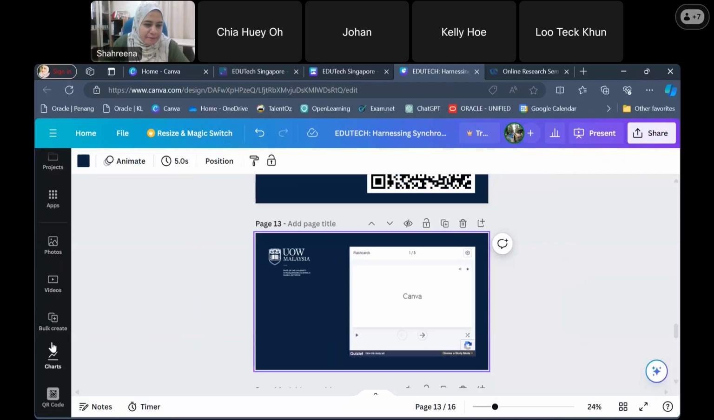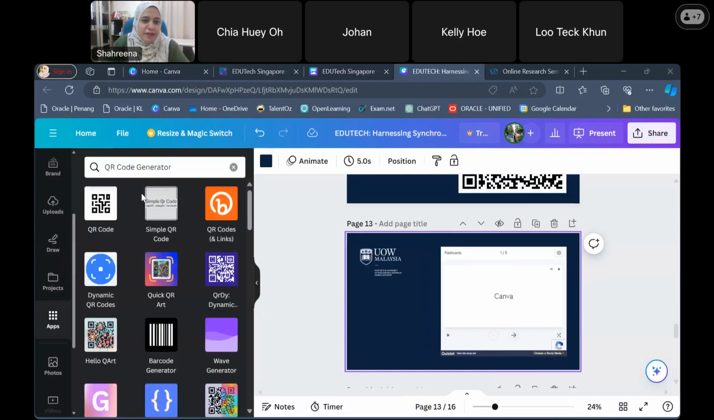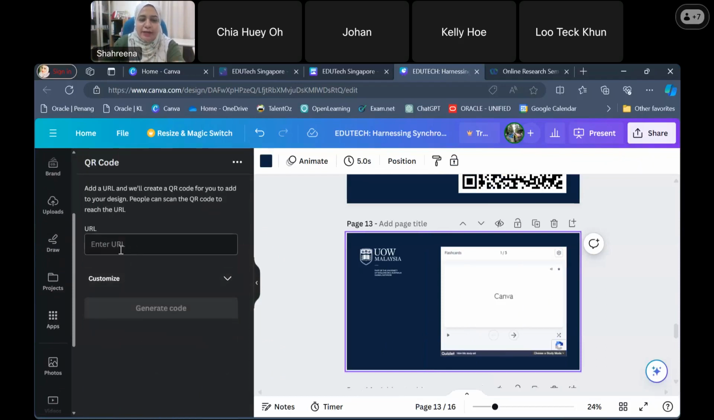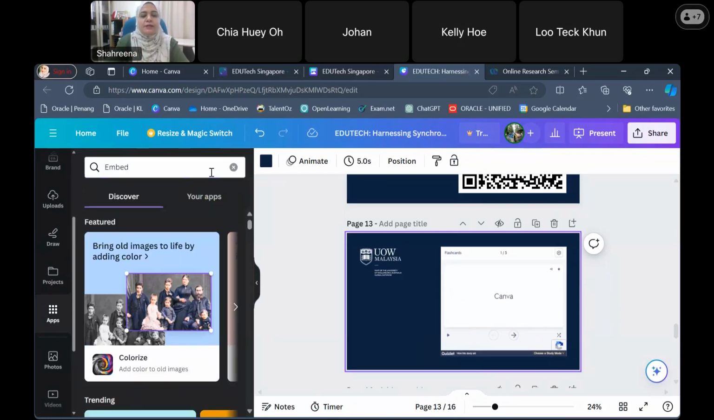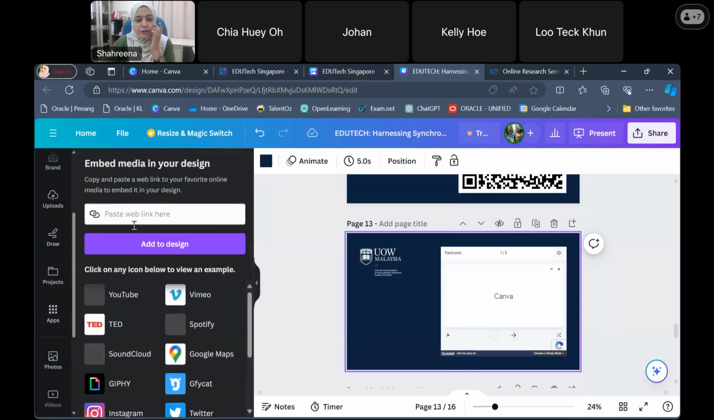Okay, like for example, these are the apps. So this is my QR code generator, so you can just use this, and then you can enter the link, and then they will generate the QR code for you. Or go to app, and then you can also click on that. Okay, so you go to this one, and then you paste the web link here, and then again, this is how it's going to look like.